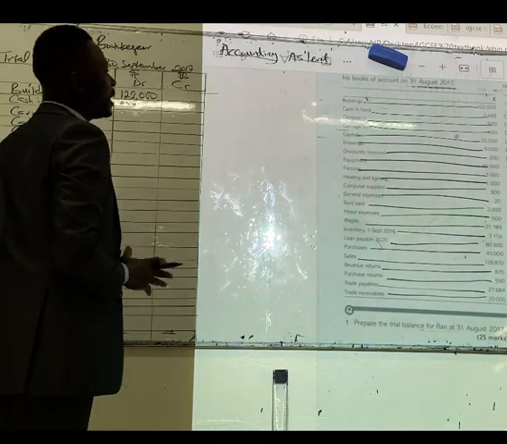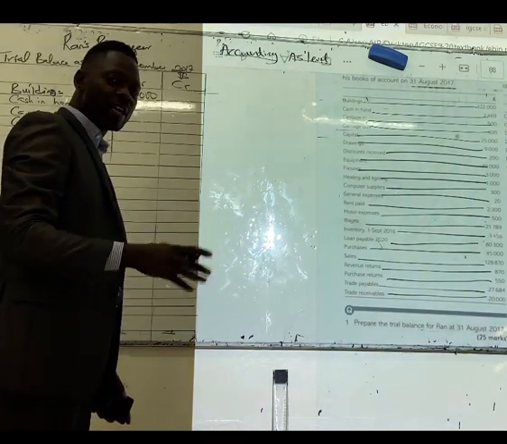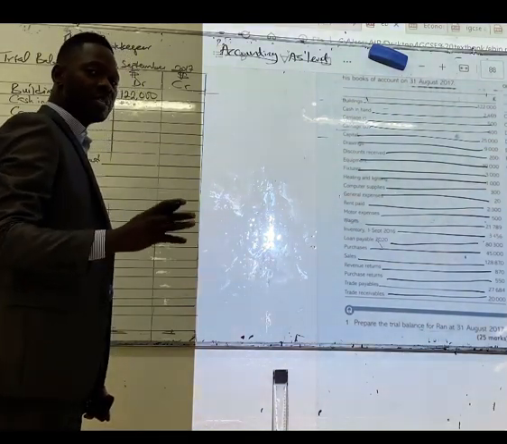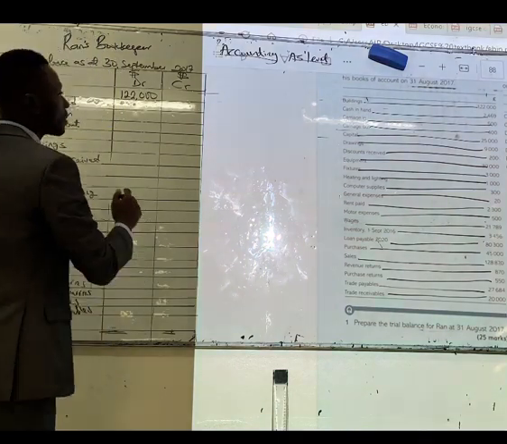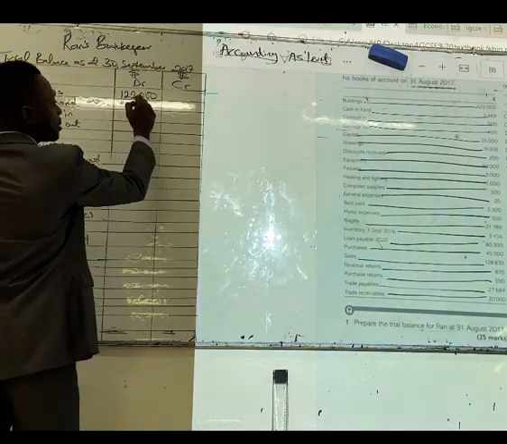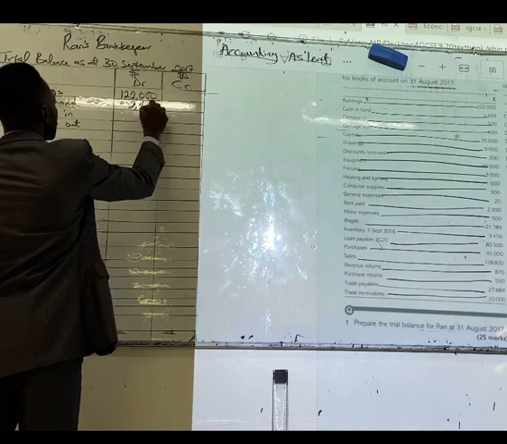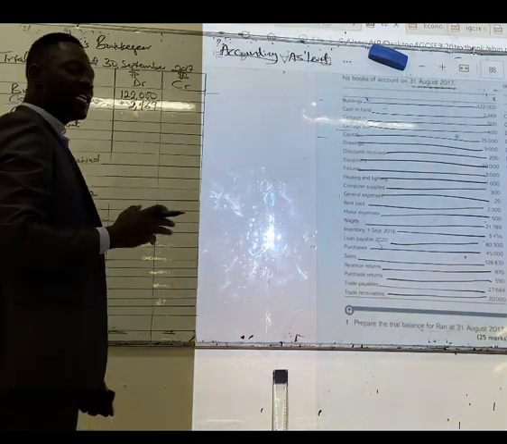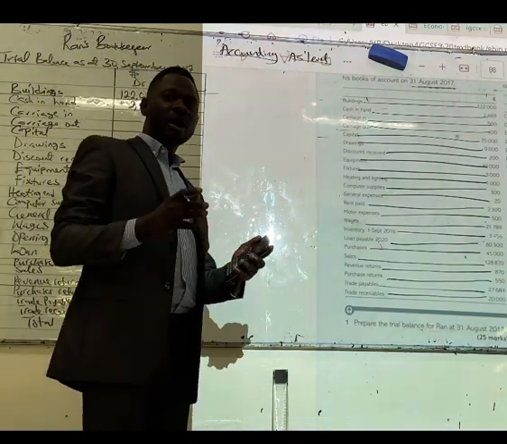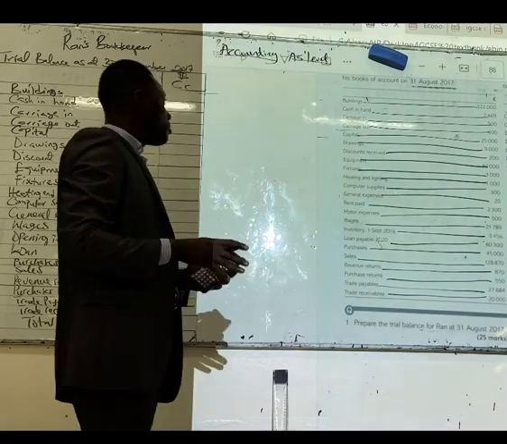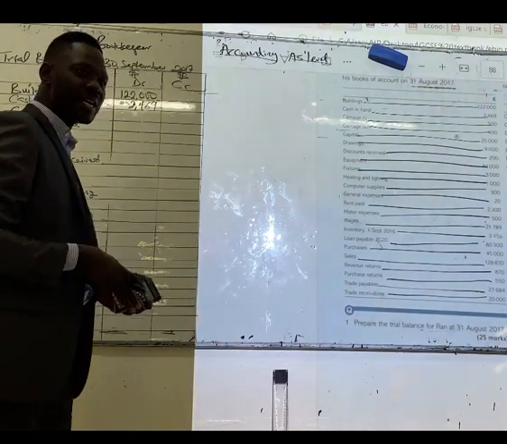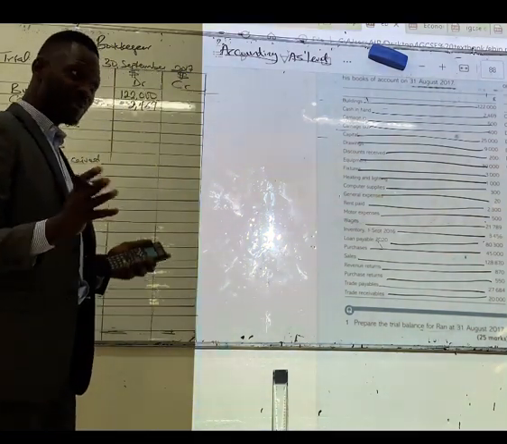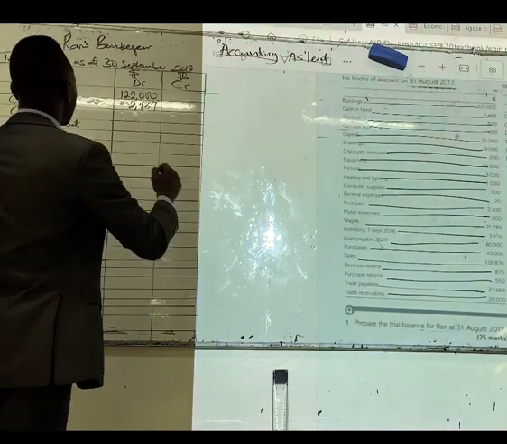Then we have cash in hand. Cash in hand is a current asset, so it's going to be on the debit side of the trial balance for 2,469. Then we have carriage in. Carriage in is part of our cost of sales, so it's going to be on the debit side of the trial balance because it's an expense. So we have it at 500.